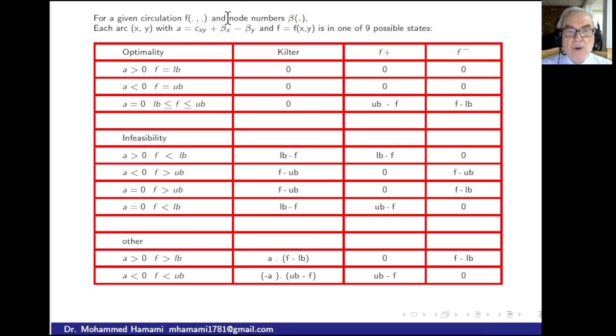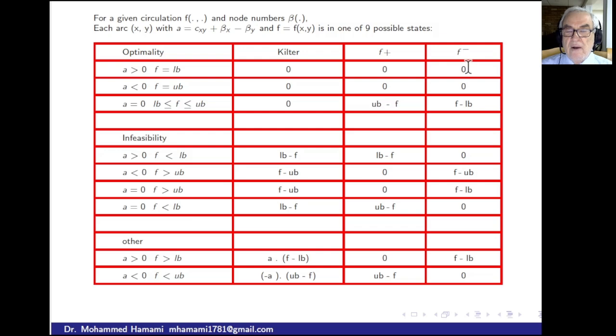So this table shows us when can I change the flow F without increasing the Kilter number. So we want to do the change of flow so that no arc's Kilter number increases, and it either stays the same or decreases. Let's look at an arc in this state. F plus means I increase the flow on that arc, and F minus is I decrease the flow. So can I increase the flow on this arc? F bigger than UB. No. F bigger than UB, I jump to this state, which is strictly positive. So I increase the Kilter number. So this is a no.